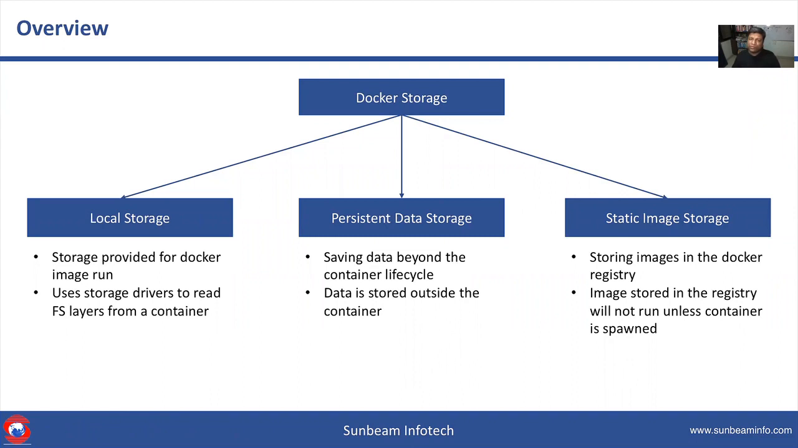This can be done by using volumes. So let's understand this. When you are going for Docker storage, there are three types of Docker storage options you are going to have. One is called local storage. The other one is called persistent data storage. And the last one is called static image storage.